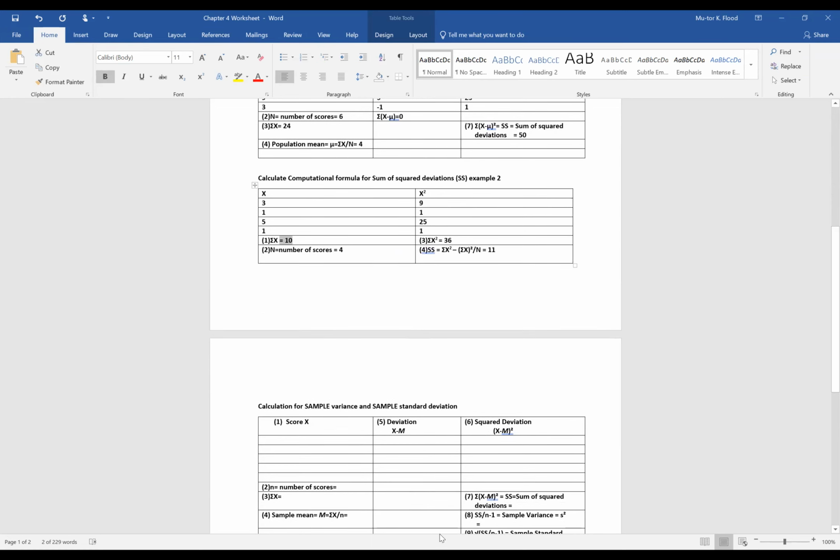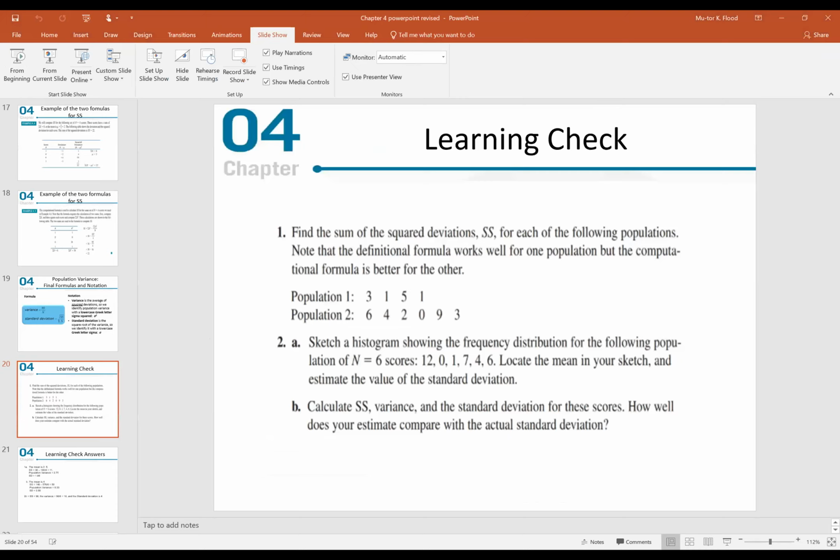All right, so let's continue with answering those questions. So we're not going to do number 2. I don't want you to sketch histograms and estimate the value of the standard deviation. I don't think that's important enough to do. But we can do the second question, right? The second question is to calculate the sum of squares, the variance, and the standard deviation for these scores.